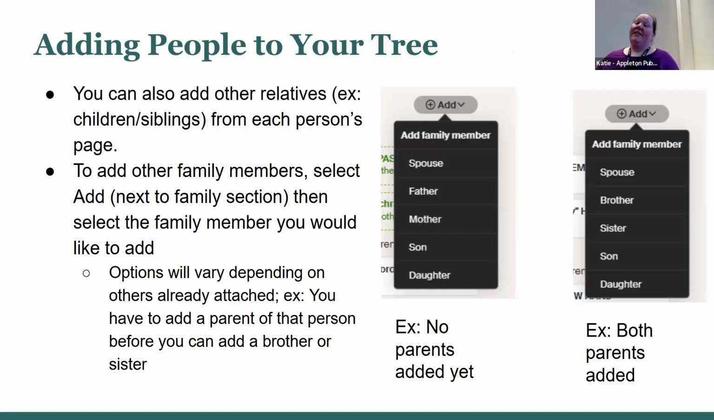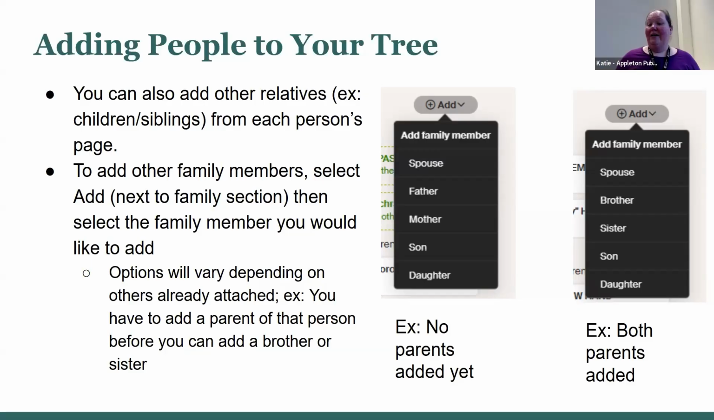You can also add other relatives. So in that profile page, when we looked at each person, if you want to add children or siblings, you can easily do that, but it's going to depend on what people are listed here, depending on what you already have in your tree. So for example, this person who had no parents listed yet, I could add a spouse, a father, a mother, a son, or a daughter. But this person who already has both parents added, it only gives me the options for spouse, brother, sister, son, and daughter. So that's why it's going to vary what family members you're going to get, depending on what you already have in your tree.